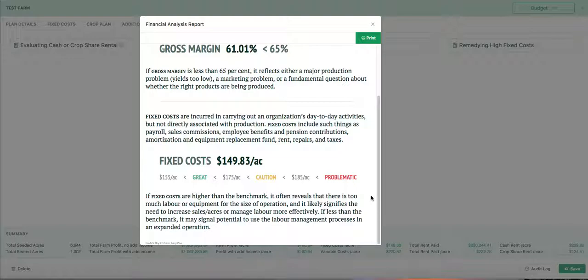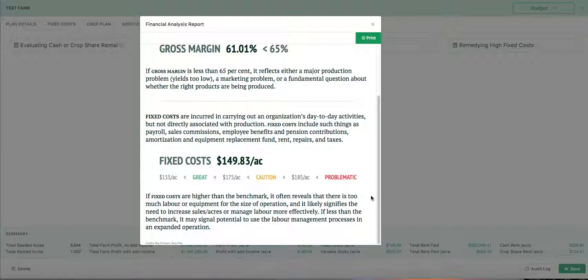We've put some benchmarks in here, and in some cases you may not fit in there just because of the fact that you're still profitable growing specialty crops or whatever. But it's something you really need to take a look at, and if less than the benchmark, it usually signals a labor problem or maybe too much equipment. And that's the big things that you've got to think about.